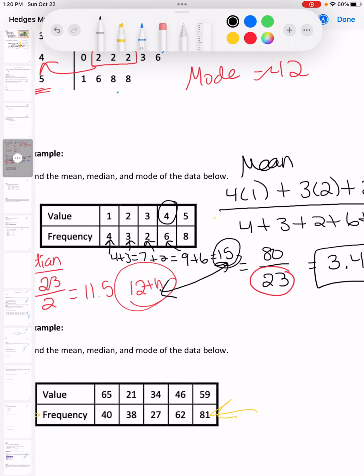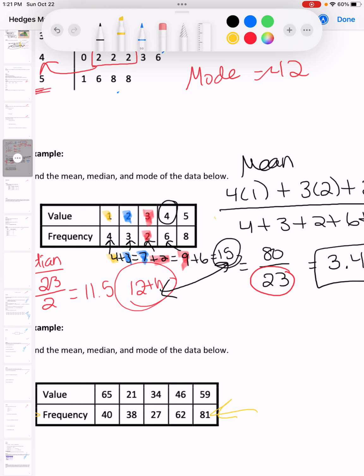Again, let me just go back through it again. The first 4 numbers would have been 1. The next 3 numbers would have been 2. That got me to 7. I'm looking for the 12th number. That got me through the 7th number. The next 2 numbers would have been the number 3. That just got me to the 9th number. Again, I'm looking for the 12th number.